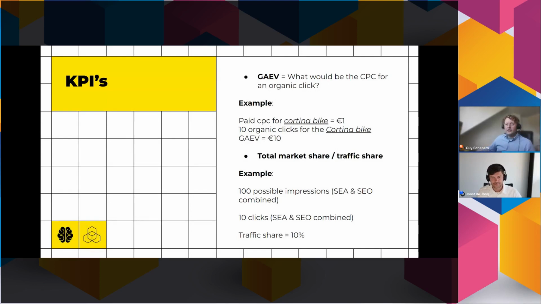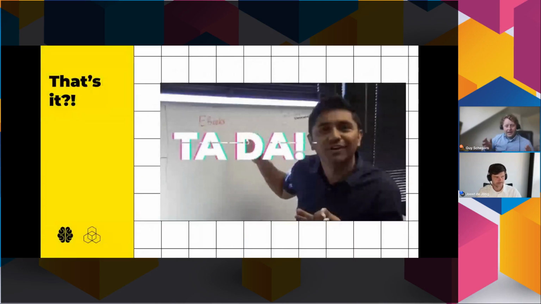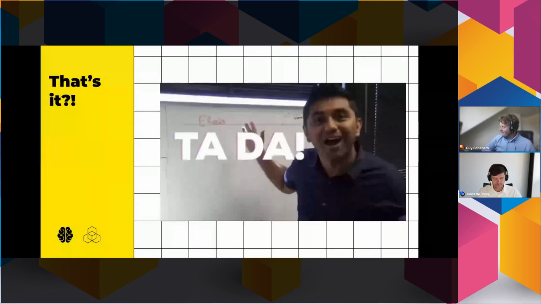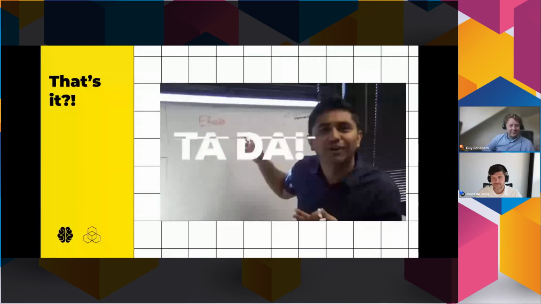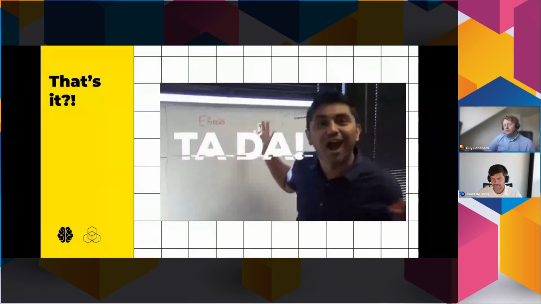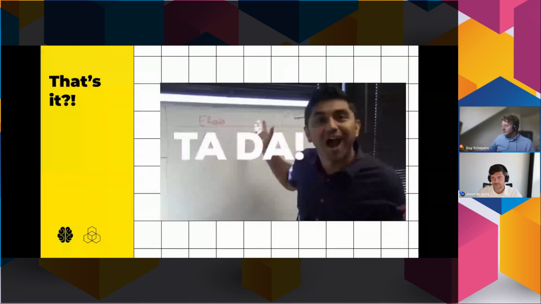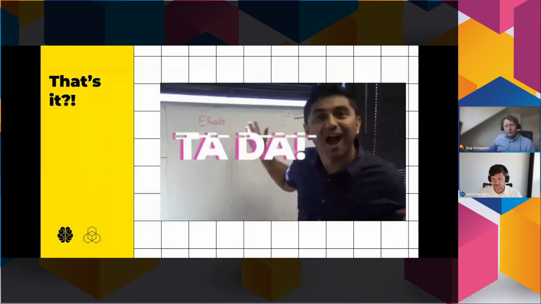So, situation A was before, B was the second one. We deleted the Google Ads, and that's it. Ta-da! We are ready. Cortina happy, everybody happy. But I think you all know that that wasn't the case, because that would be really easy. So let's dive into how we actually did it.